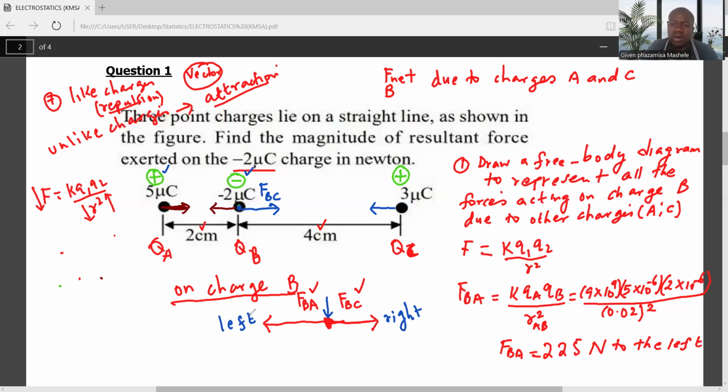Then now, all right, we have calculated the force on B due to A. Now we have to calculate the force on B due to C. The force on B due to C. Okay, guys, just a minute.